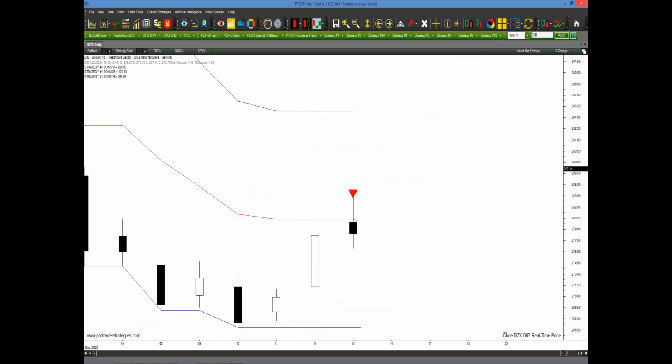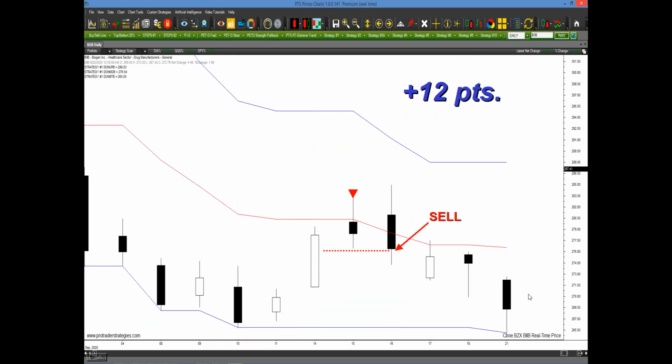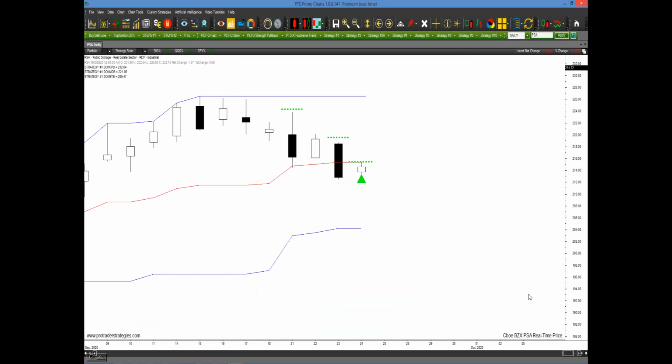Now, had you gone short, remember, you could use our basic entry, which is 1 tick below, sold on the very next bar there. Either you could have got puts or shorted the stock. It's up to you. And in 3 days, 12 points. Not a bad little trade, right? All right, let's look at some more examples here.